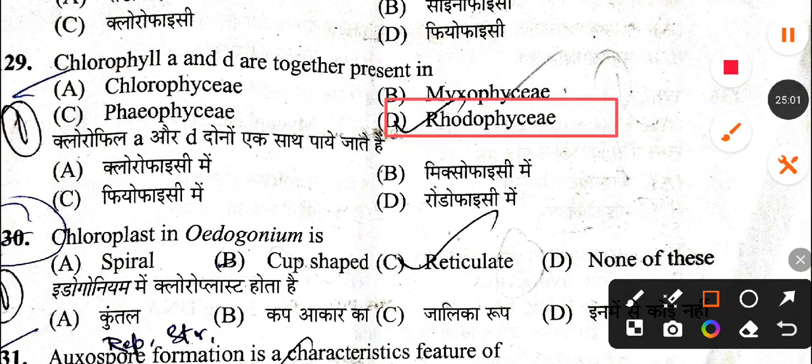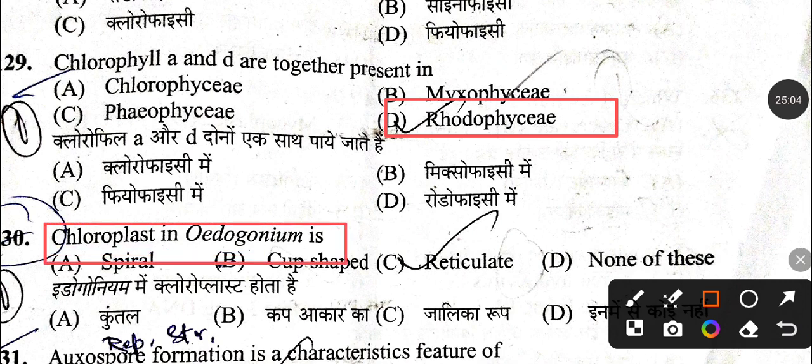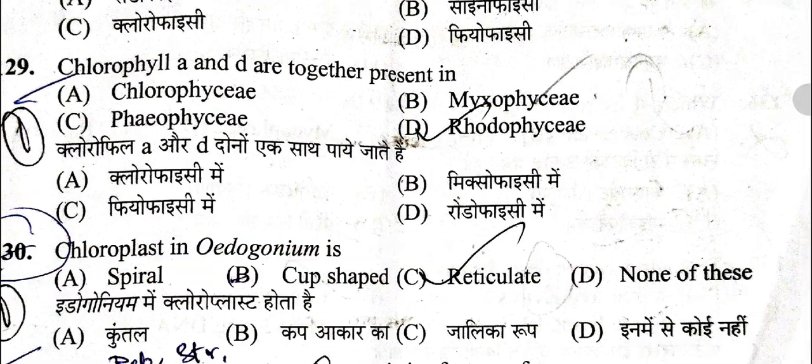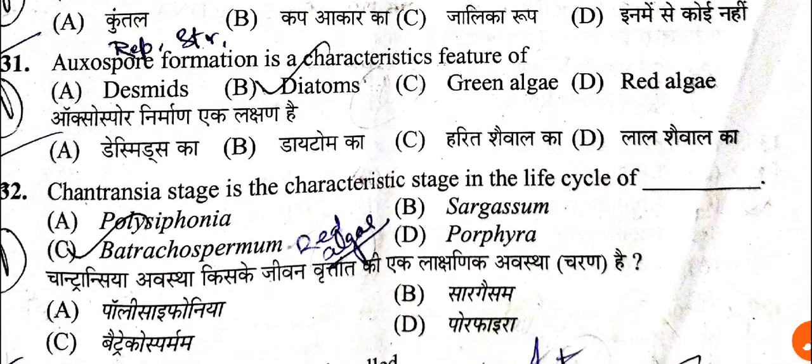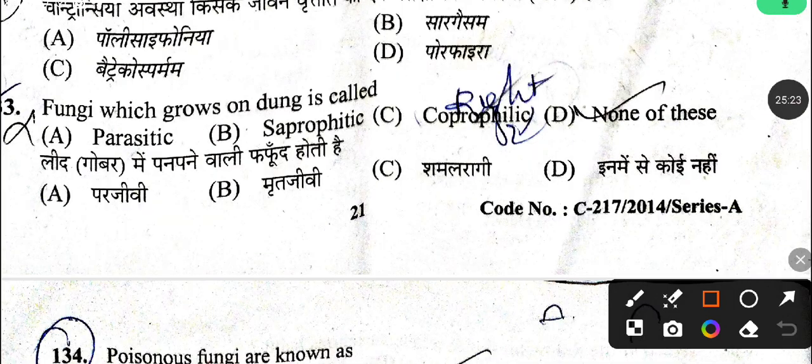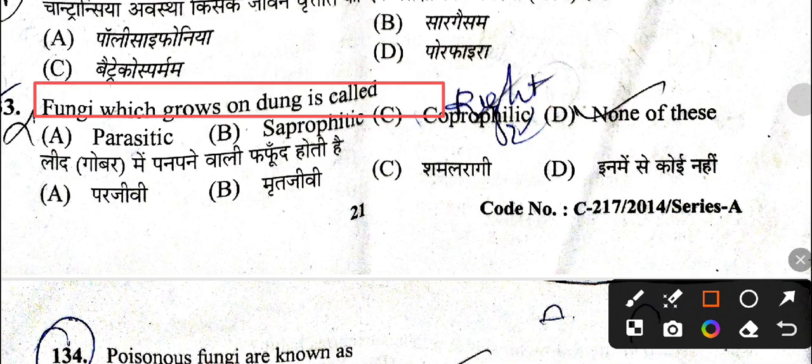Chloroplast in Oedogonium is reticulate in shape. Next, oospore formation is the characteristic feature of the diatoms. Chantransia stage is the characteristic stage in the life cycle of Batrachospermum, which is a red algae. Next, fungi which grow on dung are called coprophilous or coprophilic.